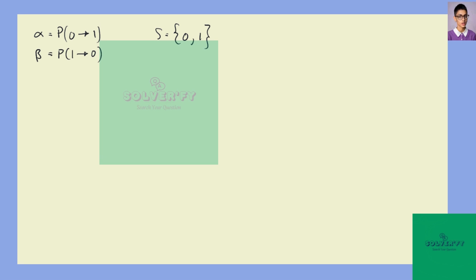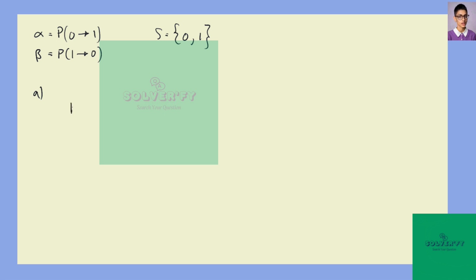Here we are given a Markov chain with two states, 0 and 1, and the probability of going from state 0 to 1 is alpha, and the probability of going from state 1 to 0 is beta. For part A, we are asked to determine the steady state probabilities of states 0 and 1 in terms of alpha and beta.